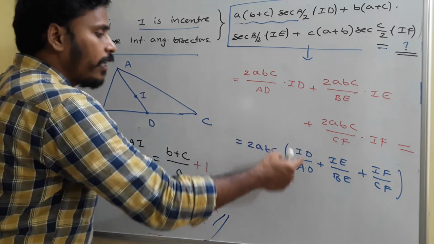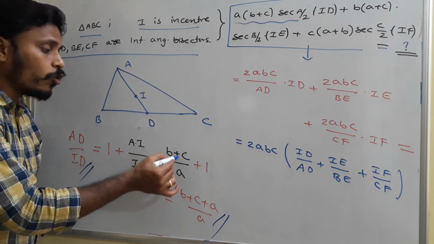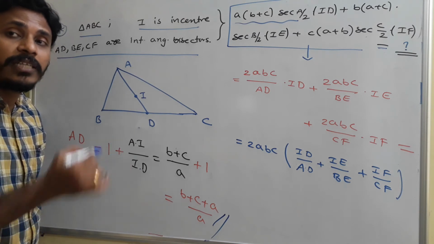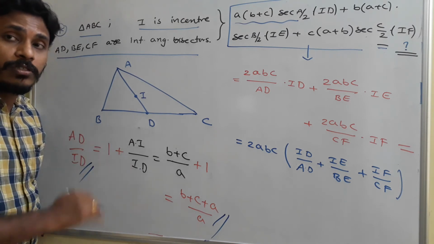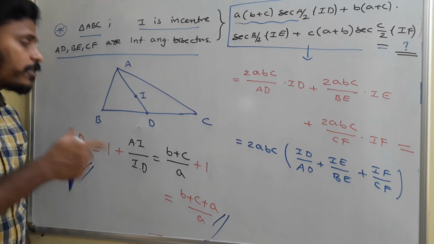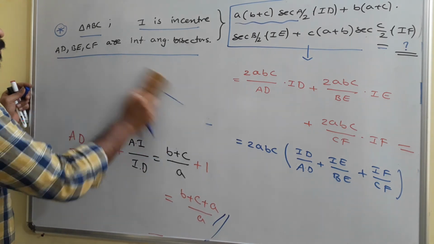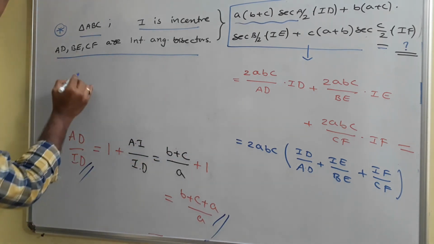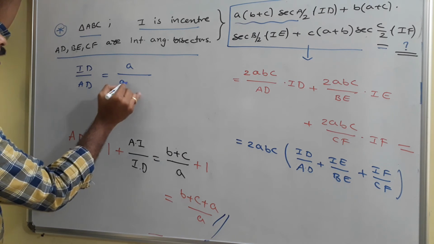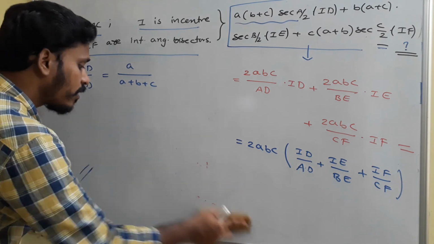So now I have the ratio AD by ID as B plus C plus A by A. I will reciprocate it to get ID by AD. Once again, have a look. AI by ID equals B plus C by A is the ratio by which the incenter divides the internal angle bisector. From there, adding 1 on both sides, you get AD by ID as B plus C plus A by A. If you reciprocate, you have ID divided by AD equals A by A plus B plus C. That is ID by AD.